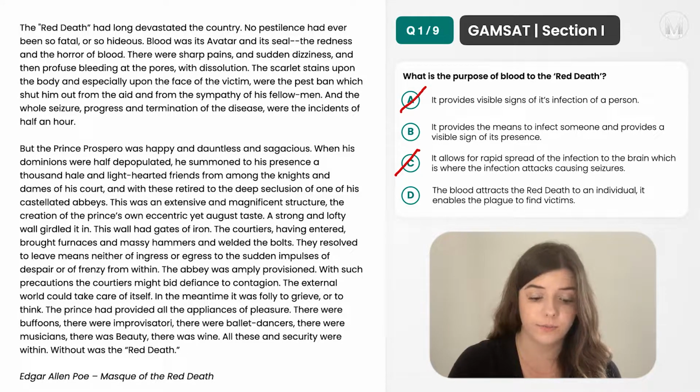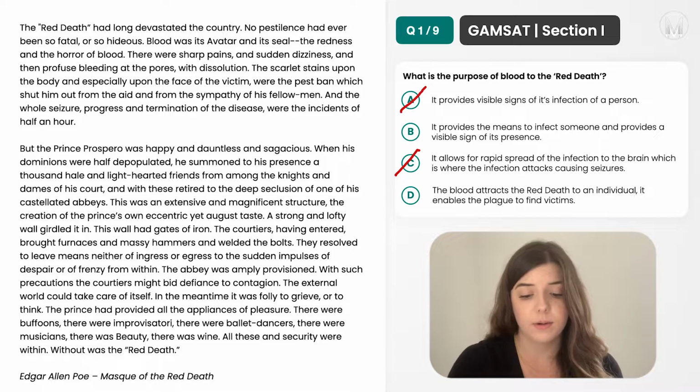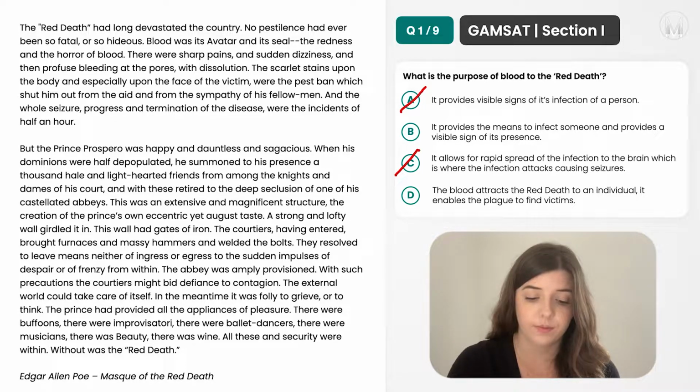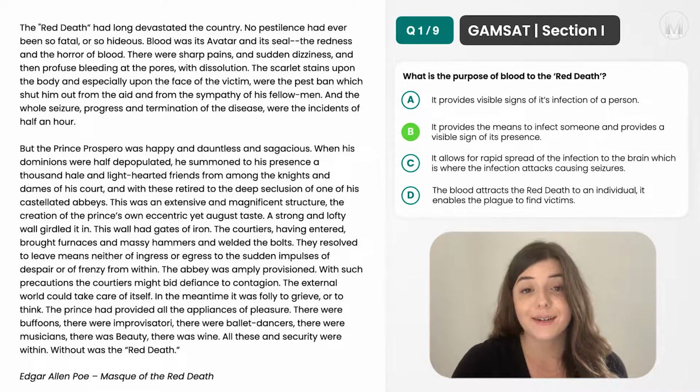Option D, the blood attracts the Red Death to an individual. It enables the plague to find victims. So there's nothing in this text to actually support this answer that the blood attracts the Red Death. We just know that it simply is going to be a way it's spread and a way that we can visibly see the disease. So we can rule out option D. And that makes option B the correct answer to question 1.